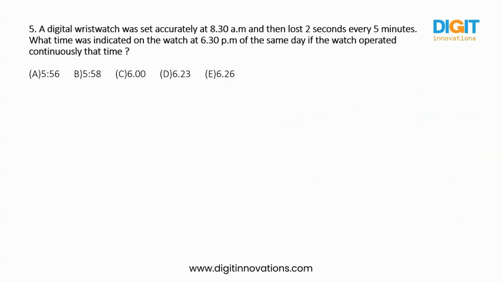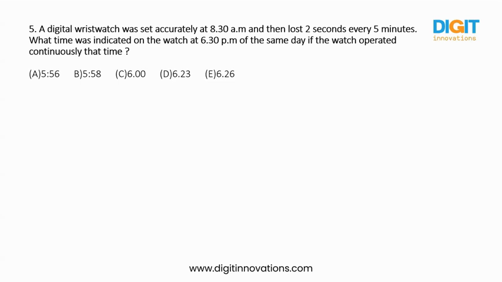A digital watch was set accurately at 8:30 a.m. and then lost 2 seconds every 5 minutes. So that means for every 5 minutes completing, 2 seconds is being lost. Okay.